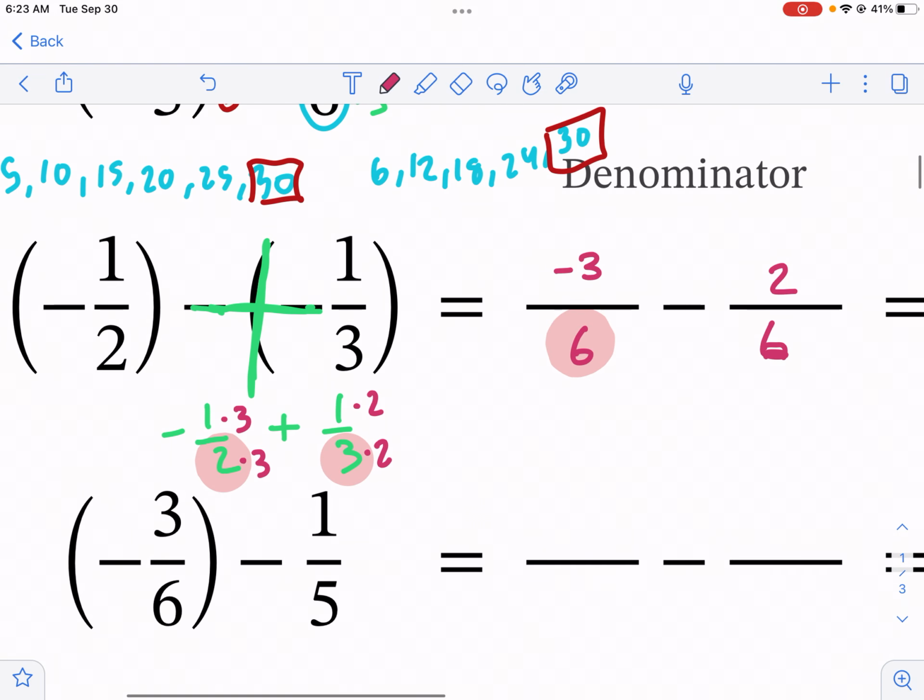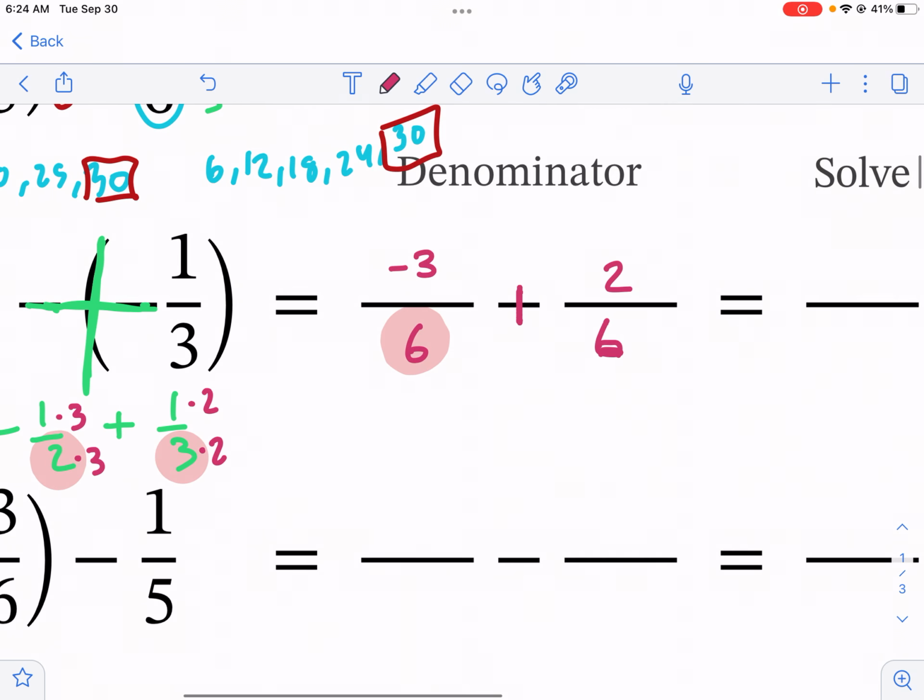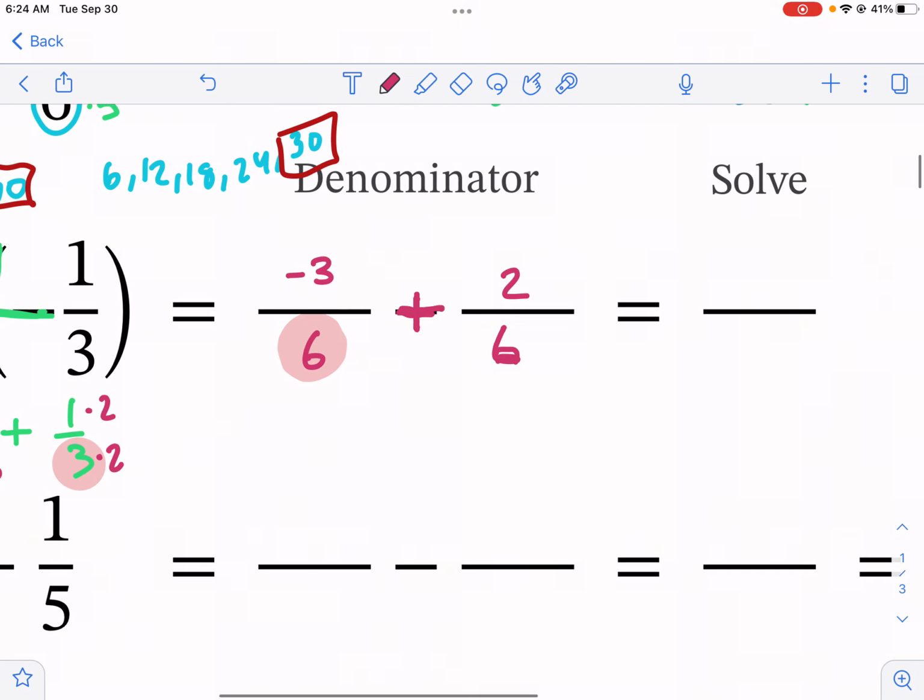One thing I don't understand is why that's minus, okay? I think it wants you to do minus minus like that, but I already changed it to plus, so make sure you change that to plus 2. Okay, so this is now a plus sign. So negative 3 over 6 plus 2 over 6.